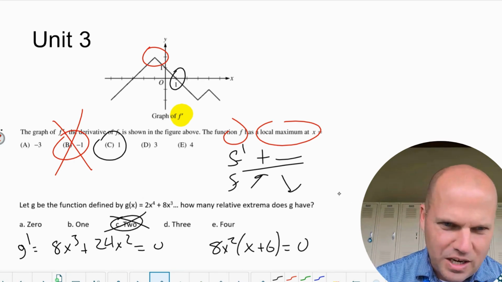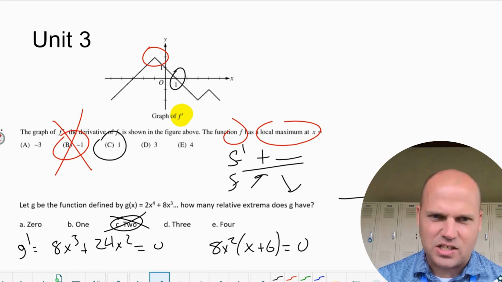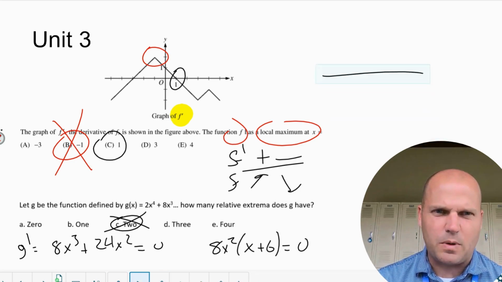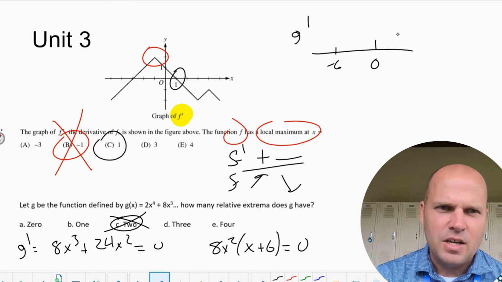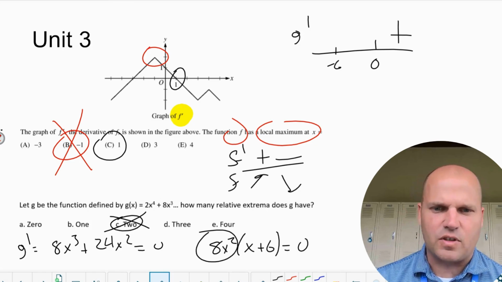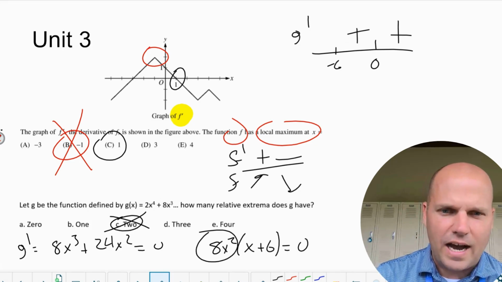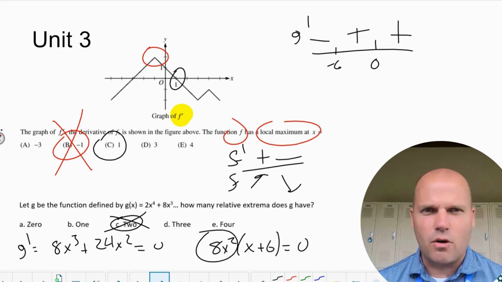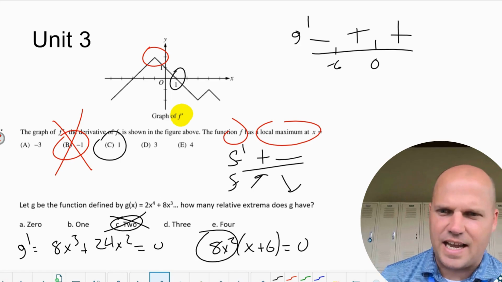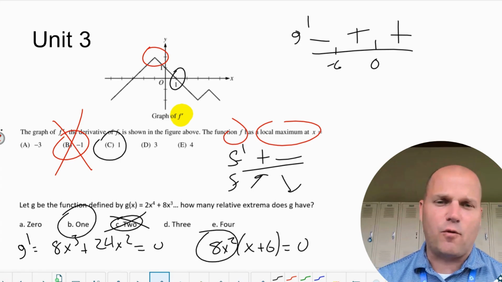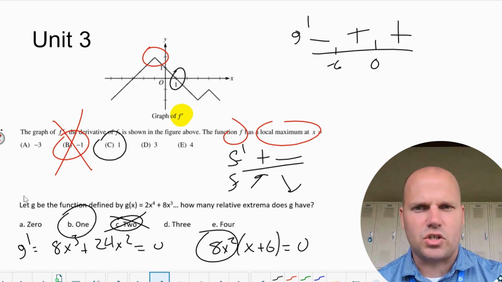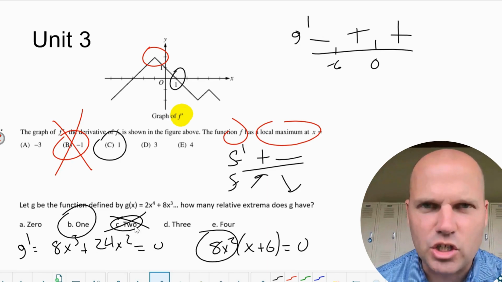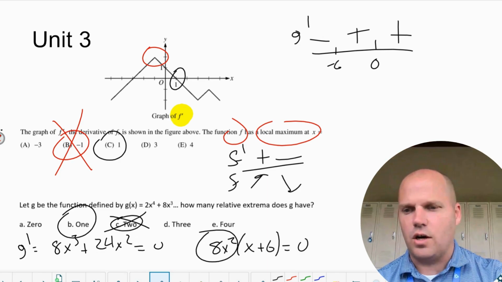Why are you wrong? Because if you did a sign analysis, which I'll do up here because my face is probably in the way, around negative 6 and 0, you would see that g prime does not change sign at 0 because of its multiplicity. It will not change signs at 0. It'll just change signs at negative 6. This is the same thing for points of inflection. Make sure you test your signs. Easy question to get right. A lot of students get it wrong.